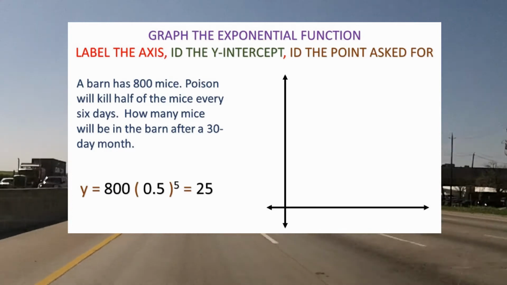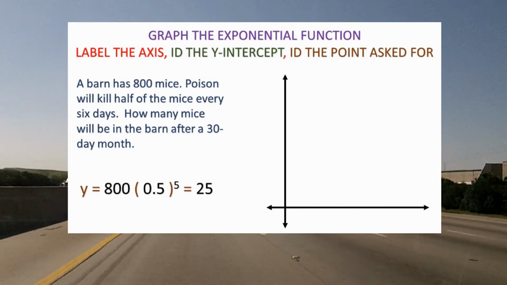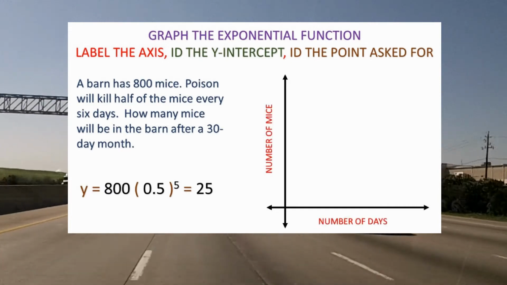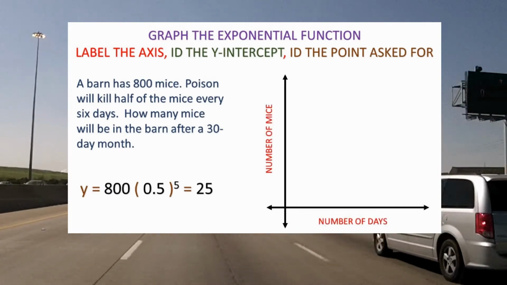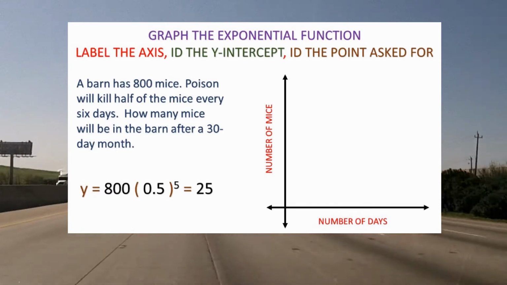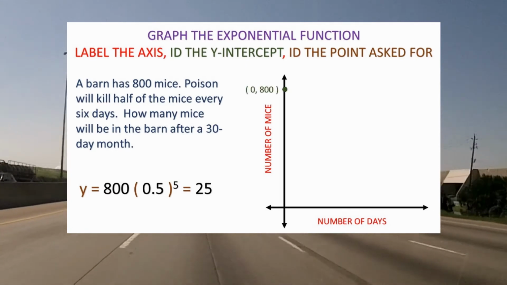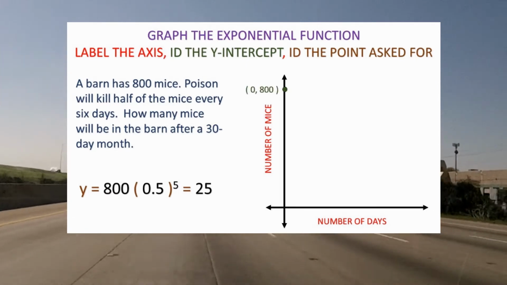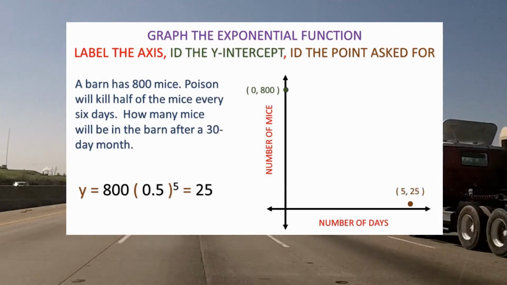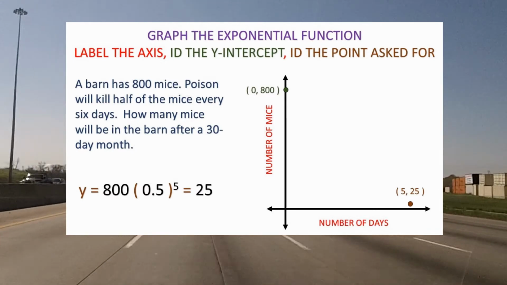Let's label the axis, identify the y-intercept, and identify the point asked for, then draw a growth or decay curve. The first step is to label the axis. Our y-axis will be the number of mice, and our x-axis will be the number of days, which is a quantity of time. Now we'll label our y-intercept, which is 0,800. This won't be at the bottom of the y-axis, it will be toward the top of the y-axis. The point asked for is 30 days, but it will be an increment of 5. So put 5,25 at the bottom right of the first quadrant.